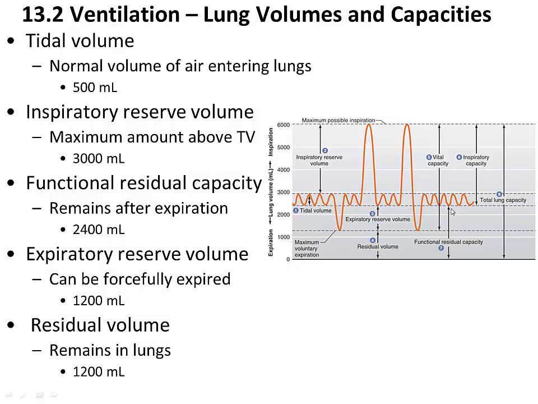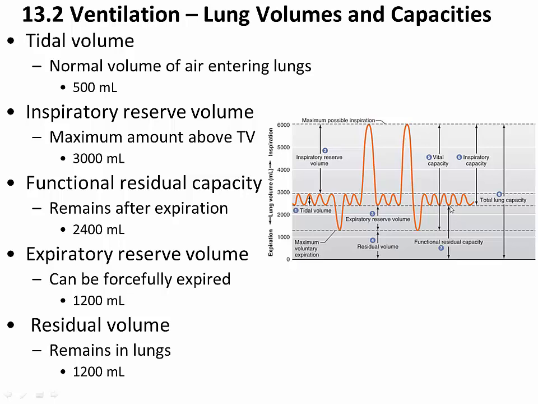The functional residual capacity is shown here. And so we see that the functional residual capacity is the total volume of air that remains in the lungs after a normal expiration. In a typical person, it's 2,400 mils. It goes from right here all the way down to 0.